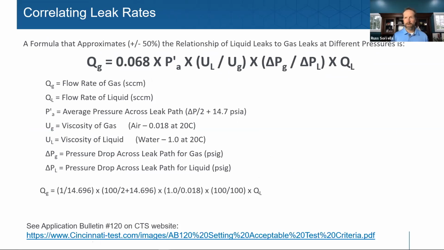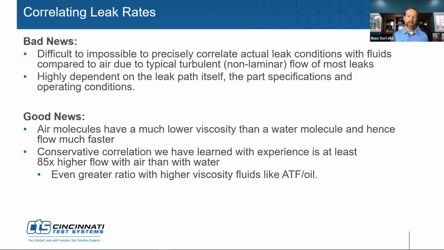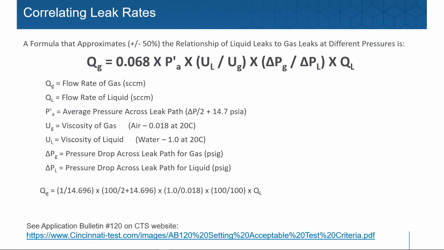Yeah, because when we think of water and oils, they have surface tension, right? And air has a much lower surface tension, and it allows it to flow much easier. And viscosity, and we can actually do some calculations using this formula and do a correlation of gas flow to liquid flow. There's an application bulletin on the CTS website that can take you through all the technical details associated with that. At the end of this calculation, the true calculation will give you 120 times to 1, but you need to take into account the leak path length, and that's where it drives it down closer to 80 to 85 times.